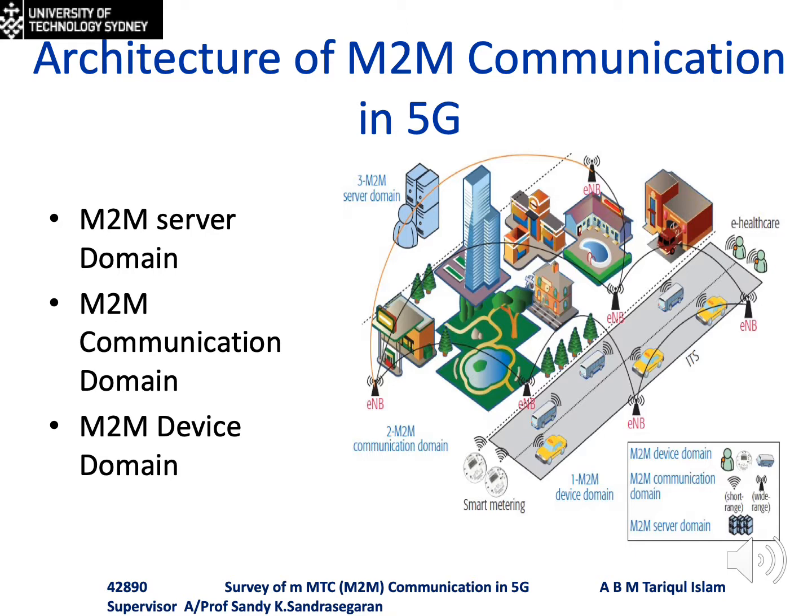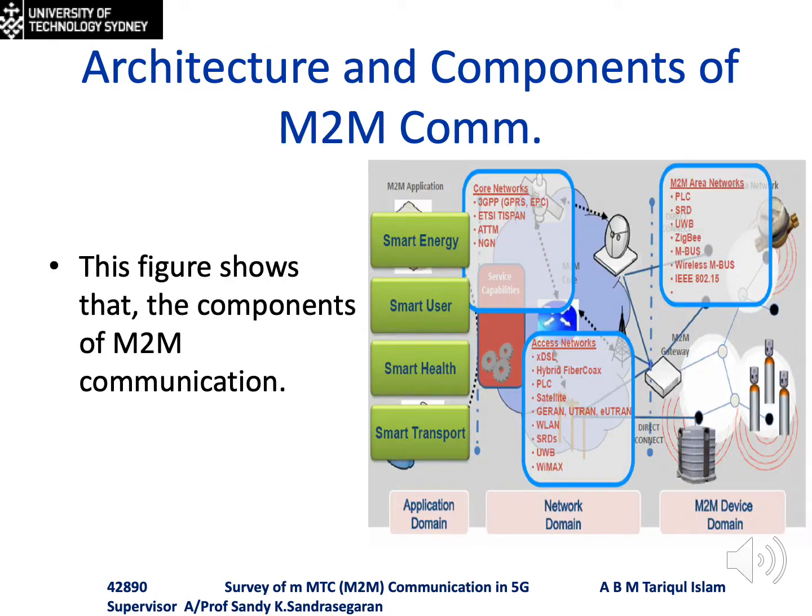M2M communication domain. In 5G, NodeB is in the M2M communication domain. It communicates with user equipment. M2M server domain. The user equipment control station is referred to as this domain. This slide shows the components of M2M communication. In the core network, 3GPP, ETSI, ATTM, NGN, and M2M area network: PLC, SRT, UWT, Zigbee, MBus, and XDSL, hybrid fiber coaxial, PLC, satellite, UTRAN, WLAN, WiMAX are in the access network.